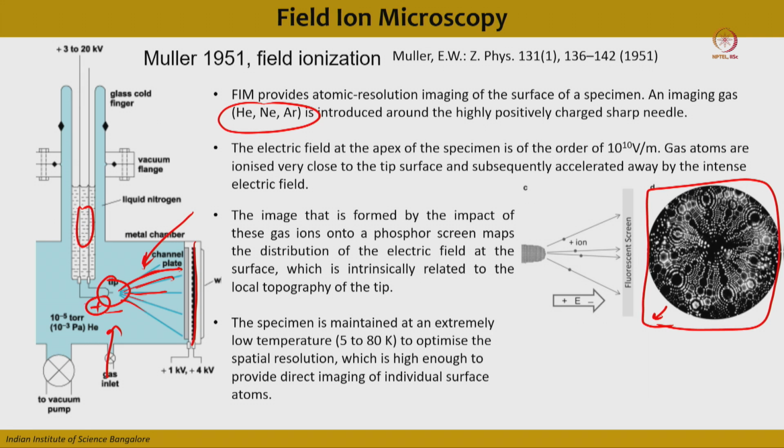So that's why you are seeing the bright contrast, and each of these bright dots actually corresponds to the image of an atom of the atom probe tip. So you have a tip and these are the surface atoms, and if you magnify these surface atoms, they have a certain crystal structure or orientation.